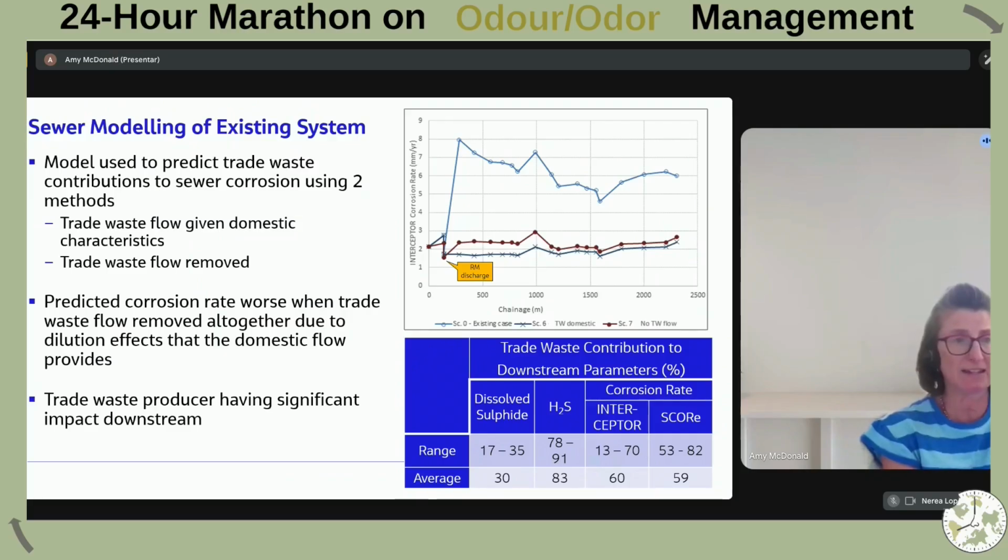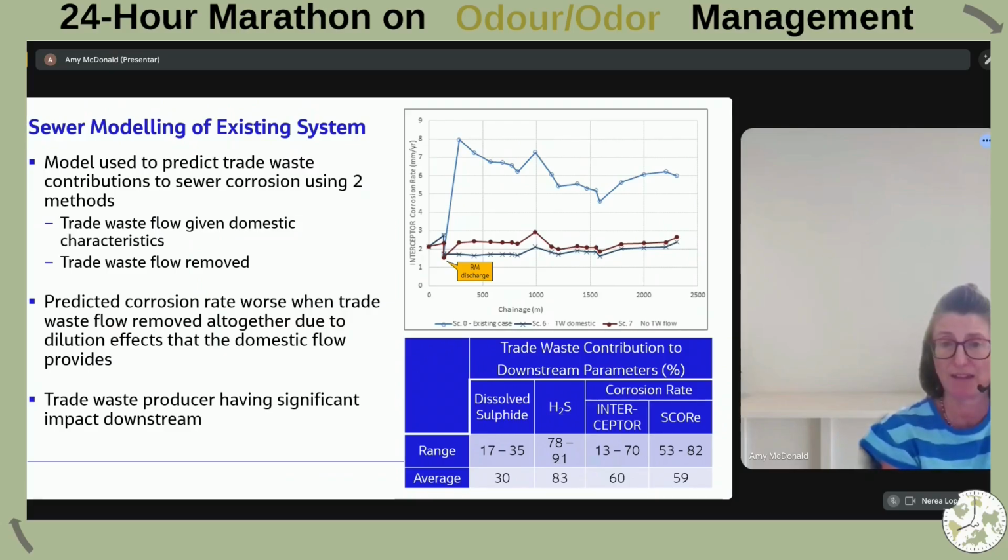The reason that putting the trade waste in as domestic flow had the lowest corrosion rate predicted was because this allows for some dilution, whereas removing the trade waste flow altogether doesn't do that. What we found was that the trade waste producer had a significant impact downstream and accounted for about 30% of the dissolved sulphide, 83% of the H2S and 60% of the corrosion. So you can see that some form of control at their site could have a significant beneficial impact for the sewer.